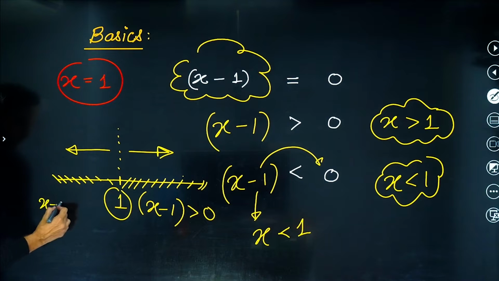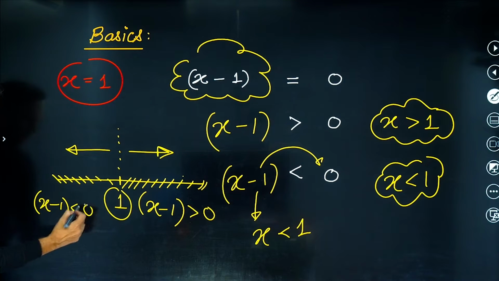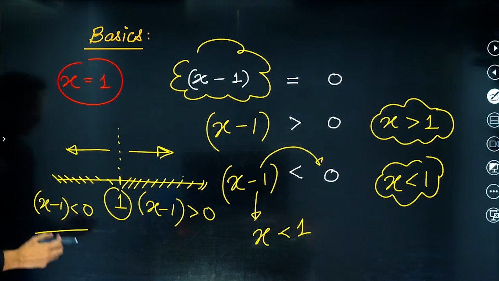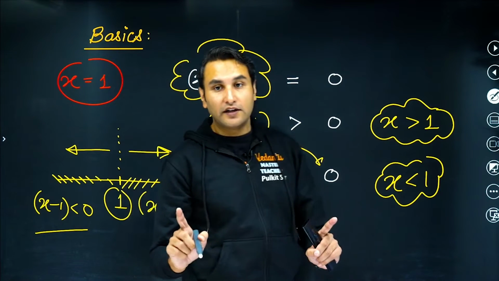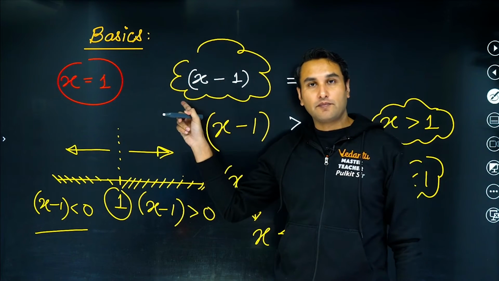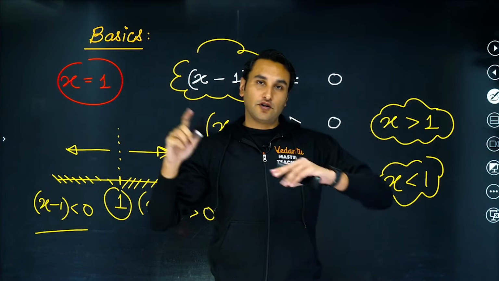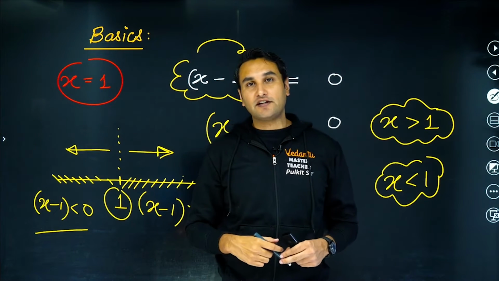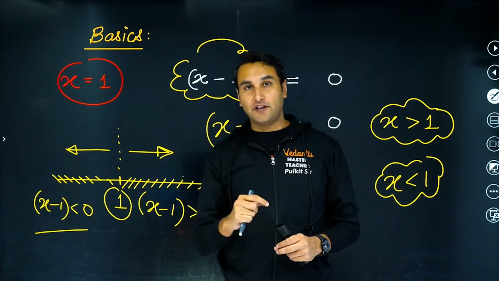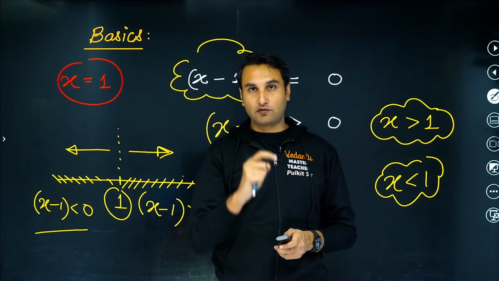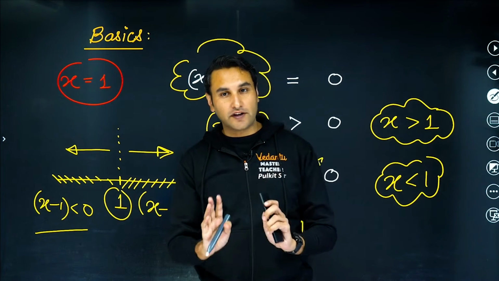the factor x minus 1 will be less than 0. Right? So always remember that. For a factor x minus 1, where is it positive? To the right of 1. Where is it negative? To the left of 1. Where is it 0? X equal to 1. That is clear? Very simple.